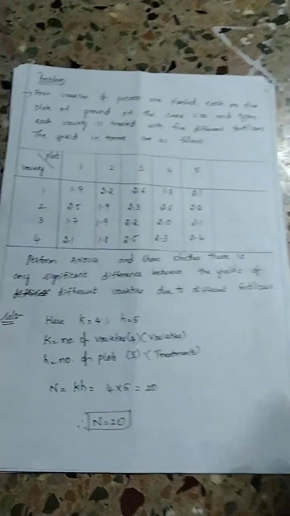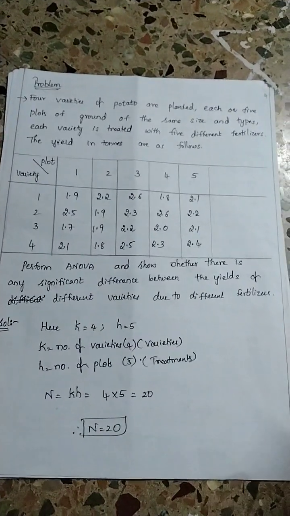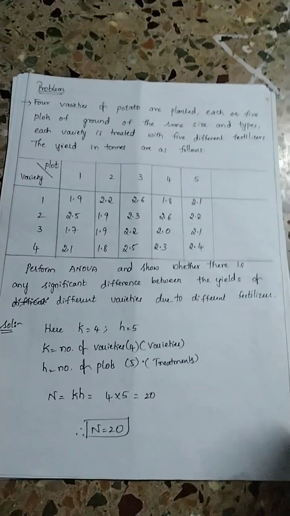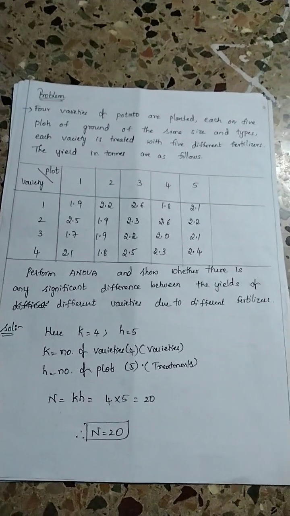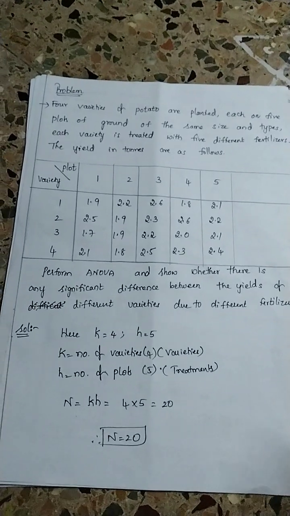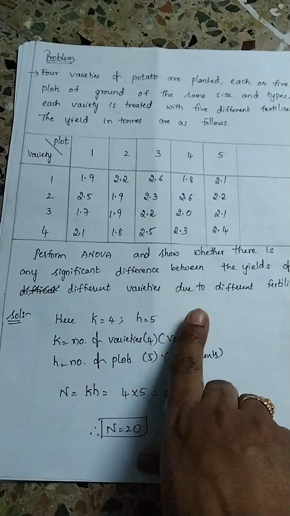Whereas in one-way classification we check only in one way, either treatments only, here we check both the treatments and varieties. That is the difference between one-way classification and two-way classification. Here K is equal to 4 and H is equal to 5.